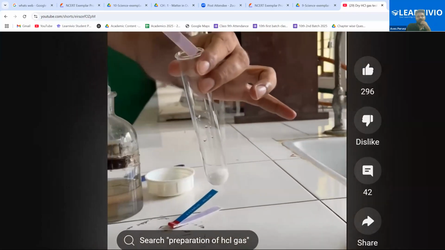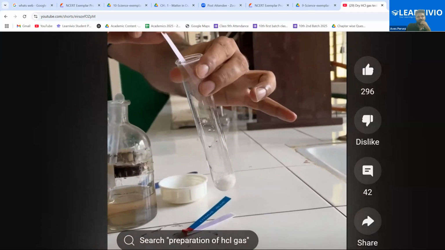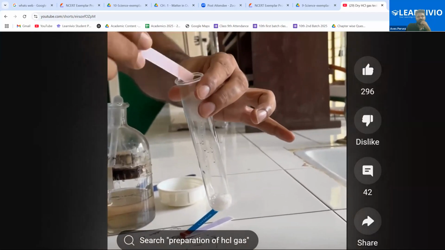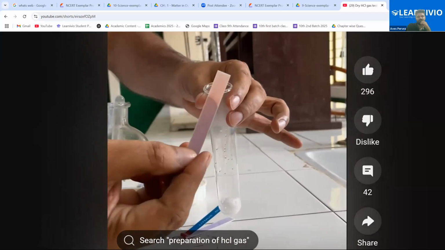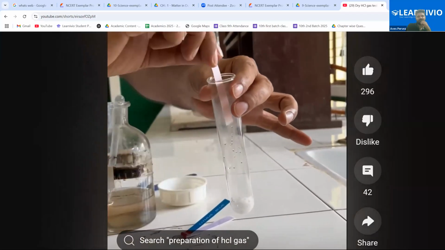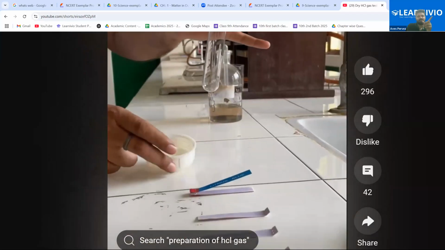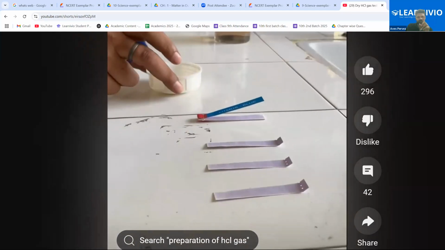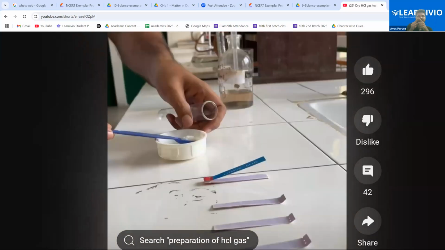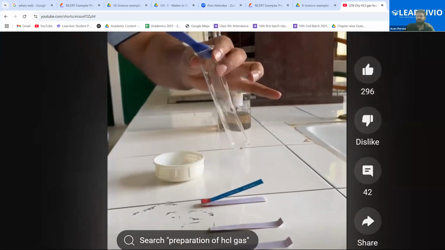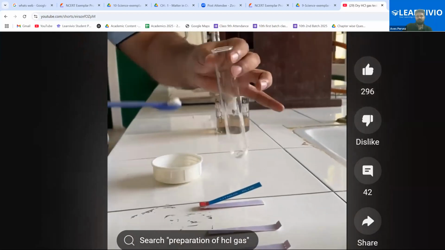But when you moisten it, it will change its color. It is changing its color when it is moist, because moist litmus paper has water in it. So when dry HCl gas comes in contact with it, it changes its color. Let me explain this one again.